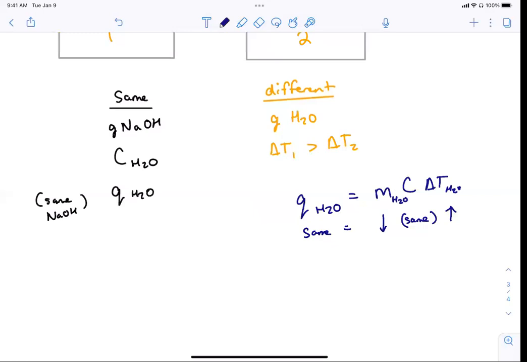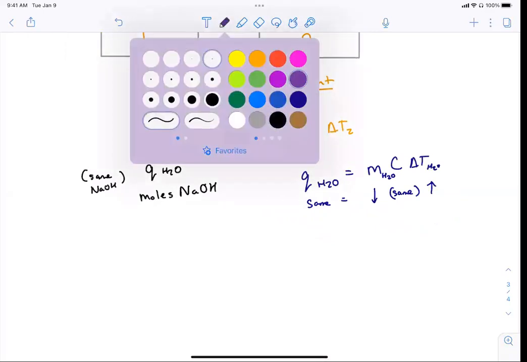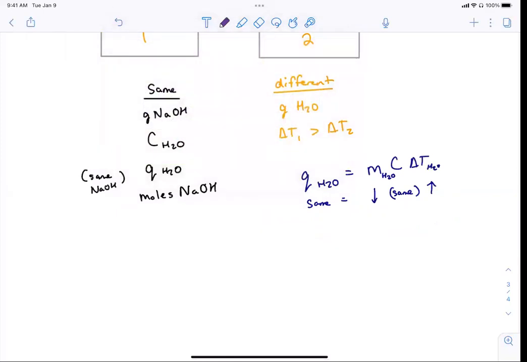Okay. Now, because we have the same grams of NaOH, we have the same moles of NaOH, because the same grams. Okay. So is our delta H going to be different or the same? Is our delta H going to be different or the same? Why same? Wouldn't it be different?